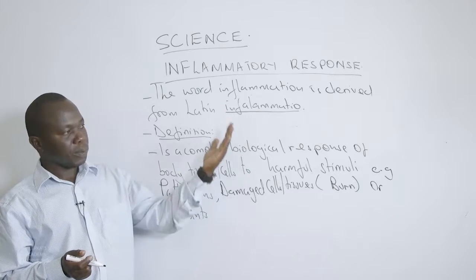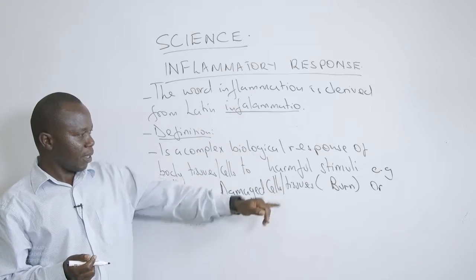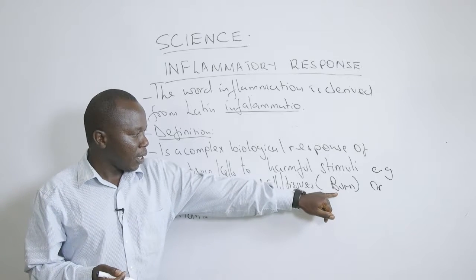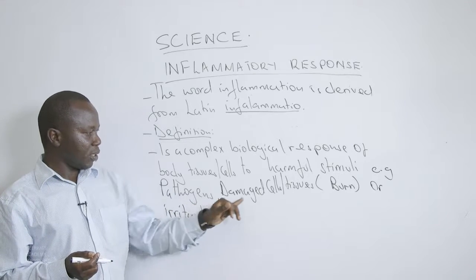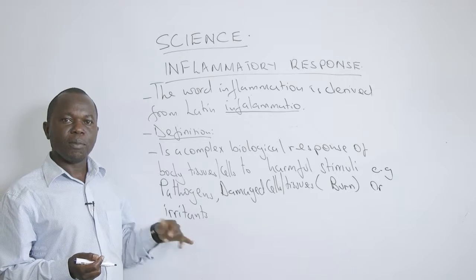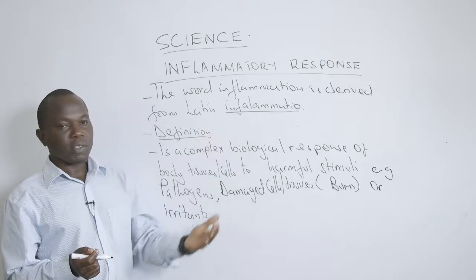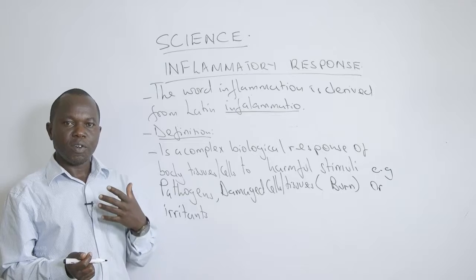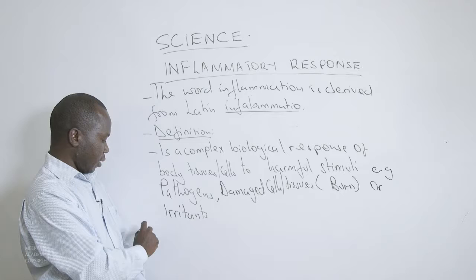But why is it important? Why is it that this inflammatory response is important? Remember, this is a harmful stimulus. Suppose it is maintained in the body. What will happen? Pathogen, damaged tissue or cells, or irritant, there will be more problems being caused to the body. So the inflammatory response simply is a protective mechanism of the body against these harmful stimuli.